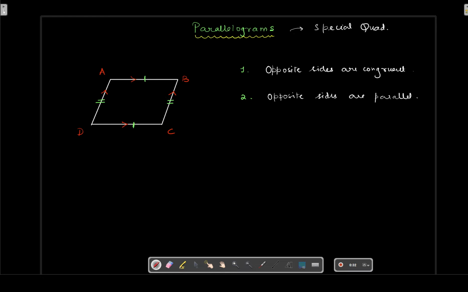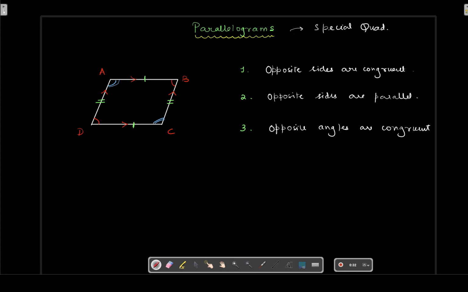Next property is that the opposite angles are congruent. Your opposite angles will be congruent. So that means angle D is congruent to angle B and angle A is congruent to angle C.